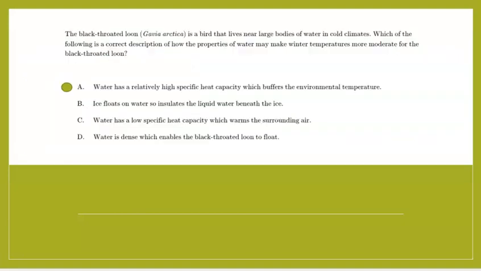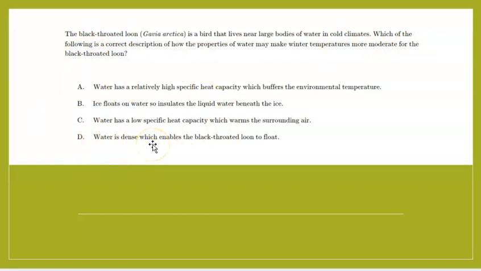Coming to the last part of this slide. Let's look at this question. The black-throated loon, it's a bird that lives near large bodies of water in cold climates. Which of the following is the correct description of the water property that makes winter temperatures more moderate for the black-throated loon? Let's look at all the options that we have. Let's start from the bottom.